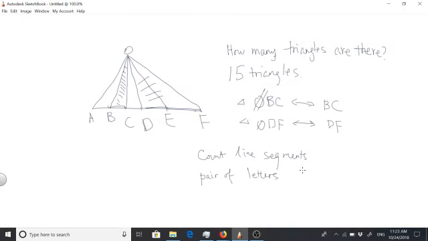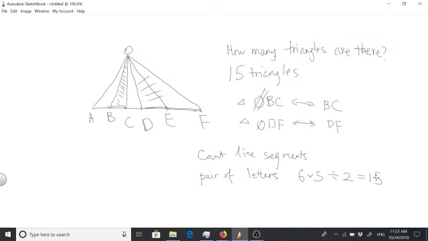And then in this case, you have 6 choices for the first letter. I mean, you cannot use O here. You have to use A, B, C, D, E, F. And then for the second letter in the pair, you have 5 choices. And because you have double counting, BC is the same as CB, you divide by 2 and you get 15.